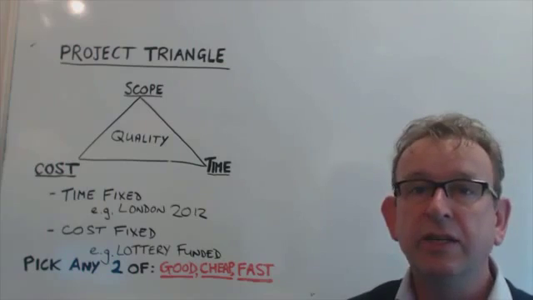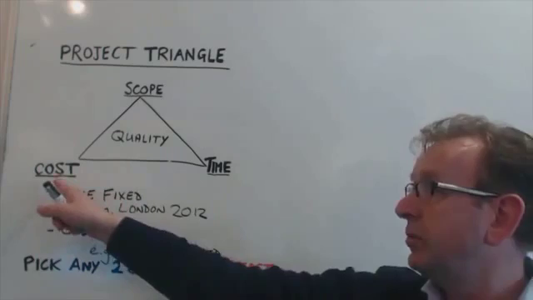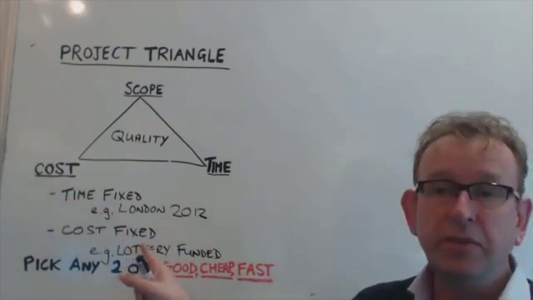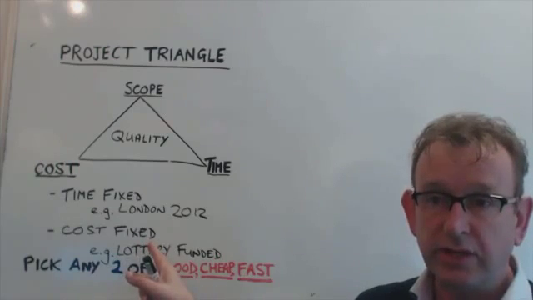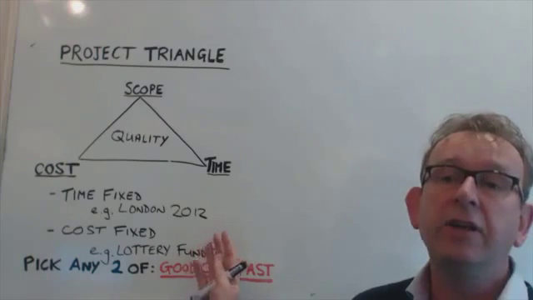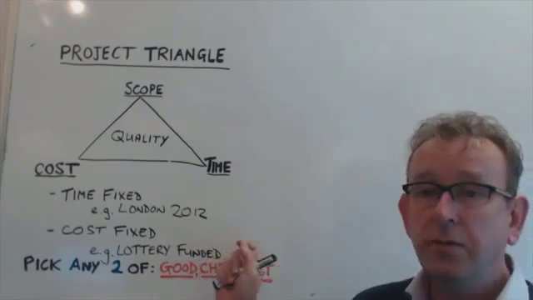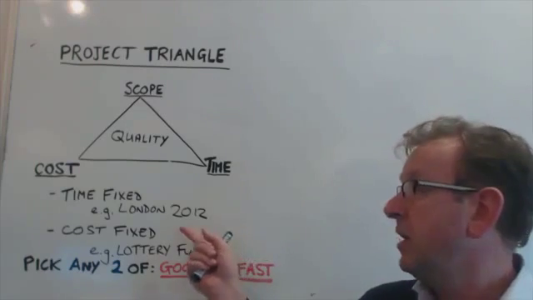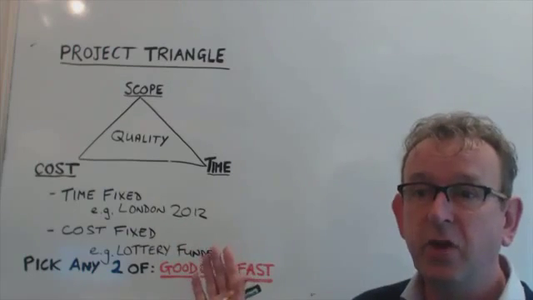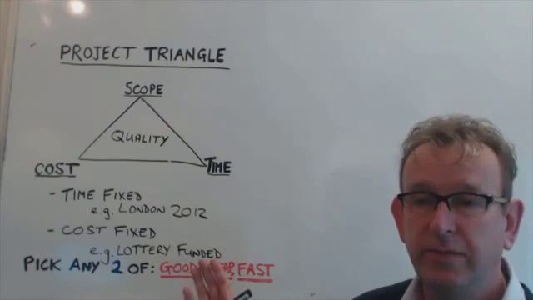And it's important to recognize that on every project, at least one of these sides is fixed. So for example, many projects are fixed by cost. Examples of those projects are lottery funded projects. So those projects are given a grant by the lottery fund, and no matter what happens, the project must deliver within that budget. Some projects are fixed by time. For example, all the London 2012 Olympic projects, they had a certain date by which they must deliver, and no matter what happened, those projects could not deliver late.